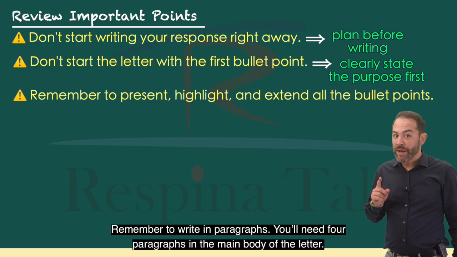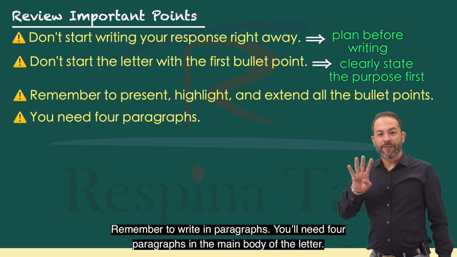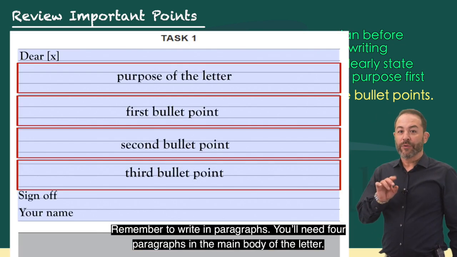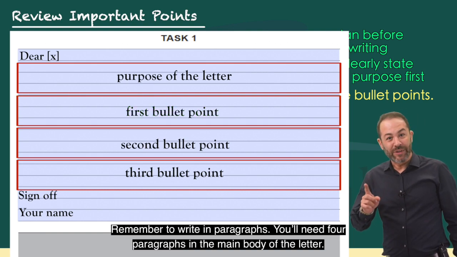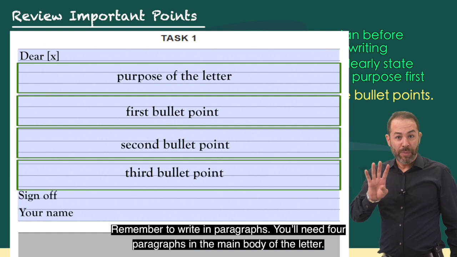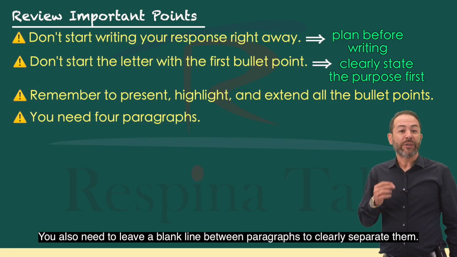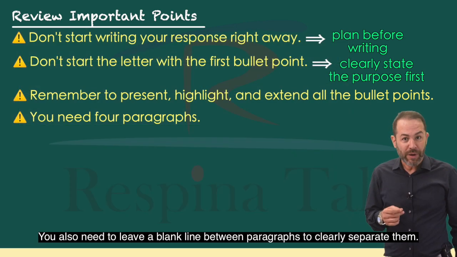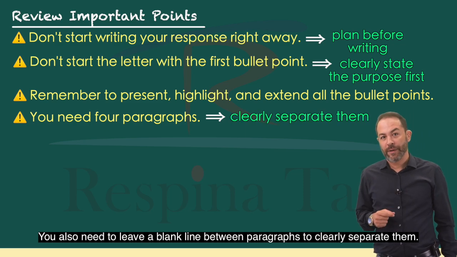Remember to write in paragraphs. You will need 4 paragraphs, one for the purpose, one for the first bullet point, another for the second bullet point, and another for the third bullet point, a total of 4 paragraphs. You also need to leave a blank line between paragraphs to clearly separate them.